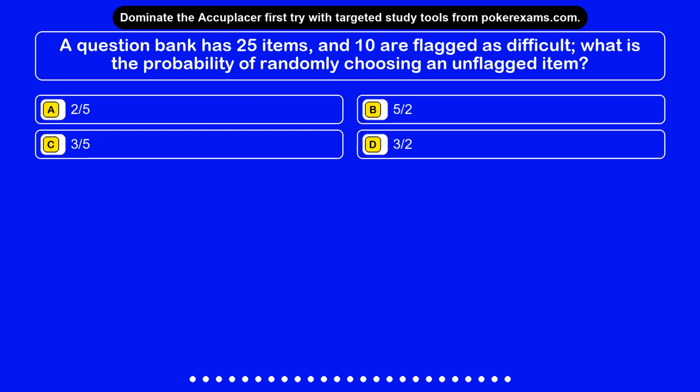Question 10. A question bank has 25 items, and 10 are flagged as difficult. What is the probability of randomly choosing an unflagged item? Option A, 2/5. Option B, 5/2. Option C, 3/5. Option D, 3/2.